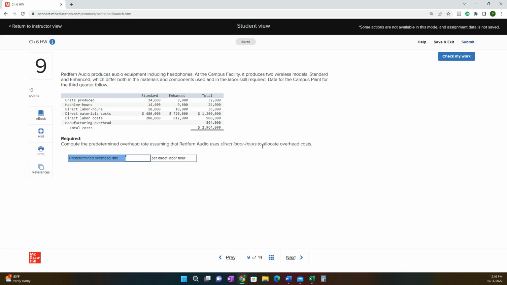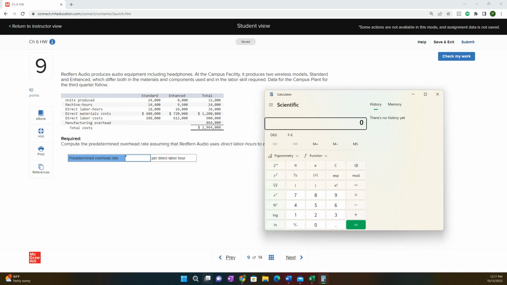And there's different ways to do it. And so we'll see in the homework different ways to do this allocation. In this question, we're allocating based on direct labor hours. So that's pretty straightforward. We have our total manufacturing overhead of $864,000. We have direct labor hours, 18,000 that we spent on the standard model, 18,000 on the enhanced model, for a total of 36,000. So we just do $864,000 divided by 36,000 hours, and we get $24 per direct labor hour.